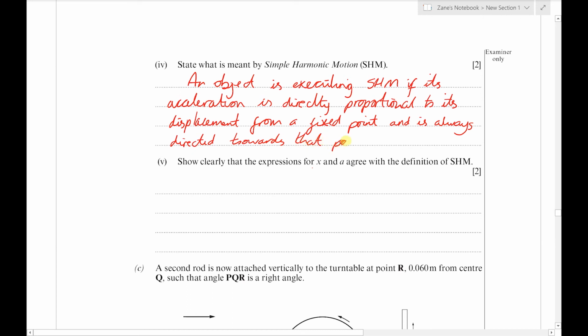Now, alternatively, you can define it as saying that the acceleration is directly proportional to the displacement and always in the opposite direction to the displacement. But this is the version that WJEC give in their definitions booklet.